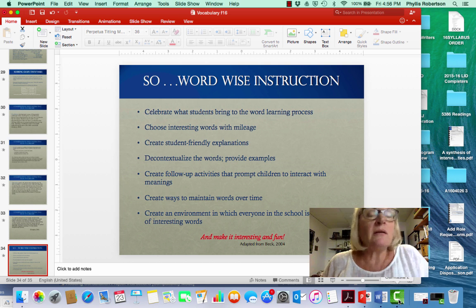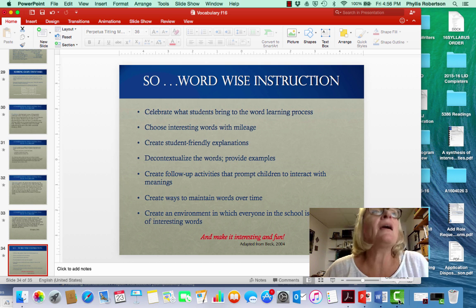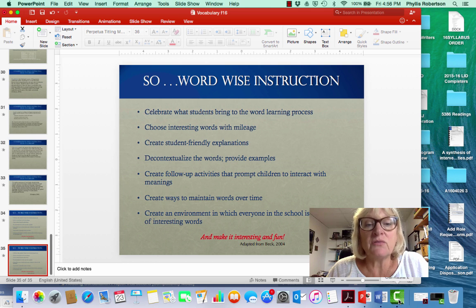And then create an environment in school where you're really reinforcing, oh, wow, you're using one of the words we talked about today. Or tell kids, go home and use these three words. See if you can use these three words in a conversation with your parents tonight. That sort of thing where we're really focusing on emphasizing the use of new vocabulary.